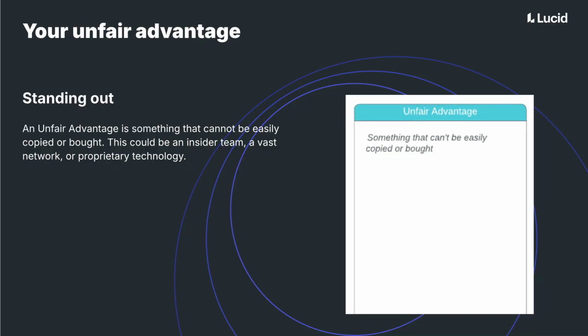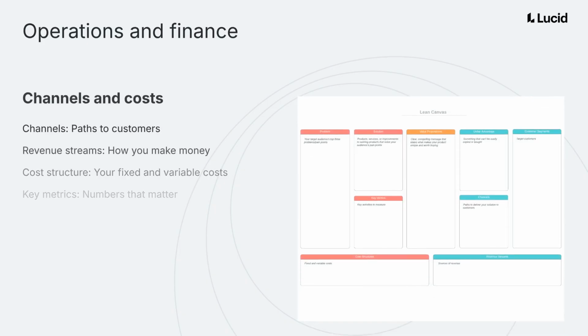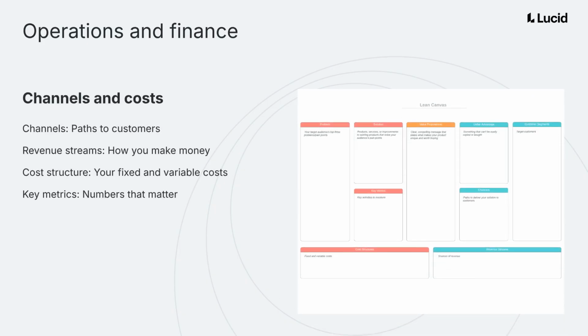How to identify your unfair advantage. Look for something that cannot be easily copied or bought, like specialized insider knowledge, a dream team, or a unique existing customer base. Finally, map out your channels, revenue streams, cost structure, and key metrics. These boxes ensure your business is not just solving a problem, but is also financially viable.